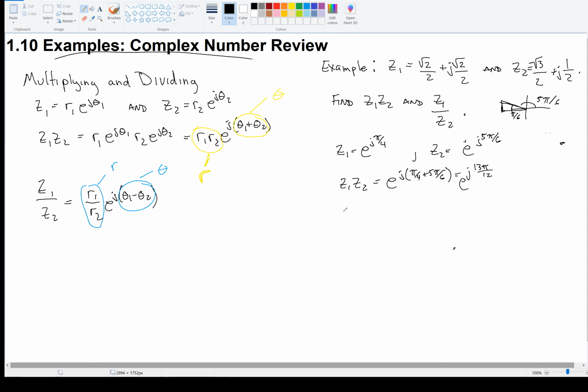And z1 over z2 is 1 e to the j. Now you've got to do the subtraction of pi over 4 minus 5 pi over 6. So this is e to the j, get a common denominator. So this is 3 over 12, and this is 10 over 12. So it's minus 7 pi over 12. And that's the answer.